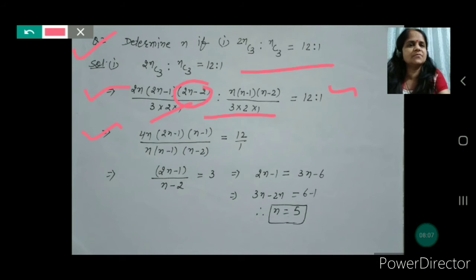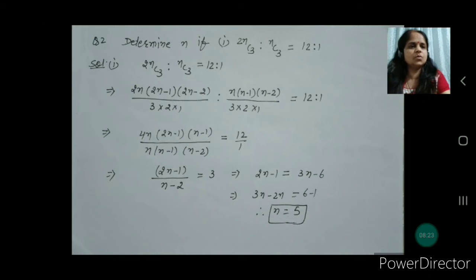Okay, so this term will cancel, and here n minus 1, n minus 2, and it is 12 ratio 1. Now n will cancel and n minus 1 will cancel to n minus 1, and you will get (2n minus 1) by (n minus 2) is equal to 3. Now cross multiply and solve the equation. You will get n is equal to 5. It is the required number. Now move to the next question.